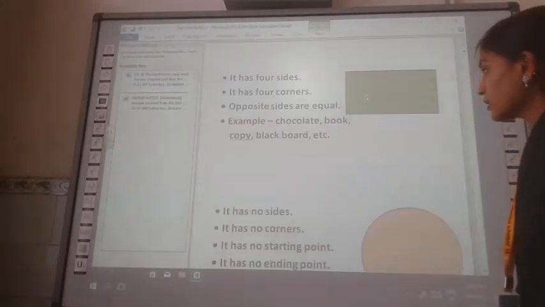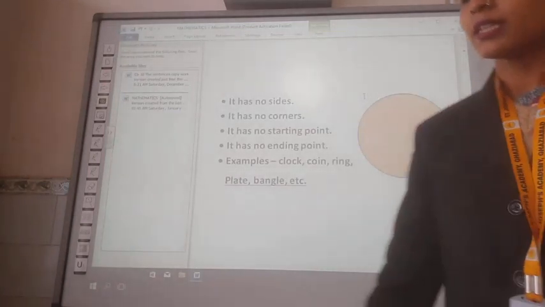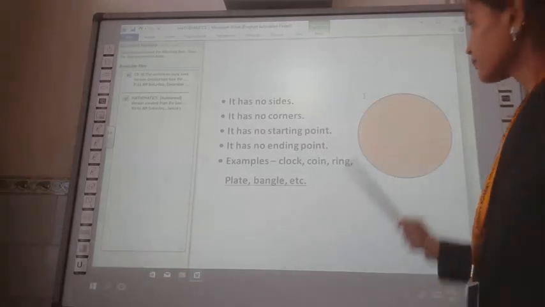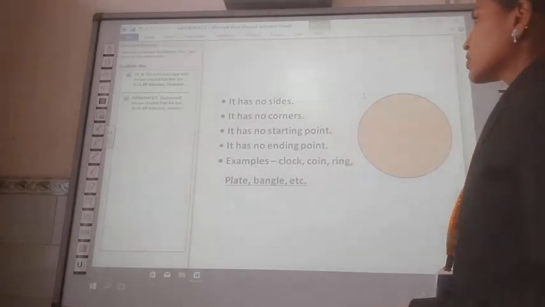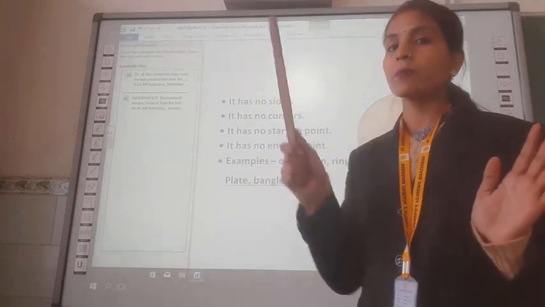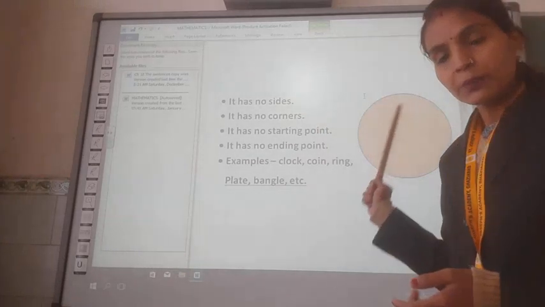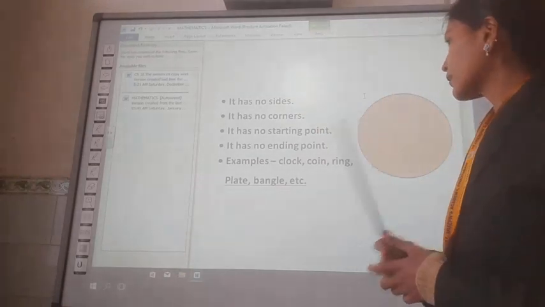Then we will study the last one. The last shape is a circle. Students, see, this is the shape of a circle. It is round in shape. Whatever you see which is round in shape, its shape will be circle. We will name it a circle shaped thing.